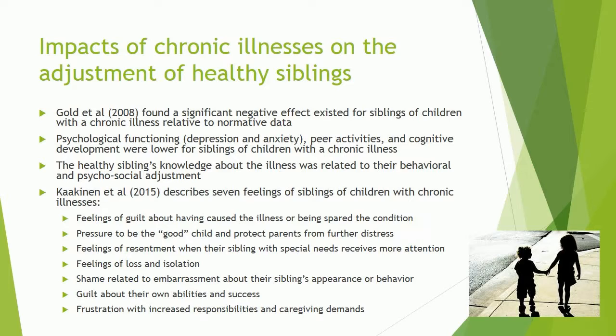Kokinen et al. described 7 feelings of siblings of children with chronic illnesses: guilt about having caused the illness or being spared the condition, pressure to be the good child and protect parents from further distress, feelings of resentment when their sibling with special needs receives more attention, feelings of loss and isolation, shame related to embarrassment about their siblings' appearance or behavior, guilt about their own abilities and success, and frustration with increased responsibilities and caregiving demands.